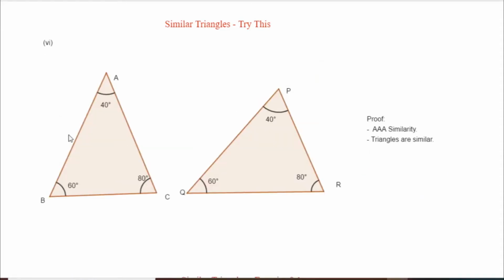Question number 6. Here, triangles ABC and PQR. Both the triangles have the same set of angles, meaning 40, 60, 80 and 40, 60, 80 degrees. So you can straight away say that they are similar because all three corresponding angles in both the triangles are of the same value.